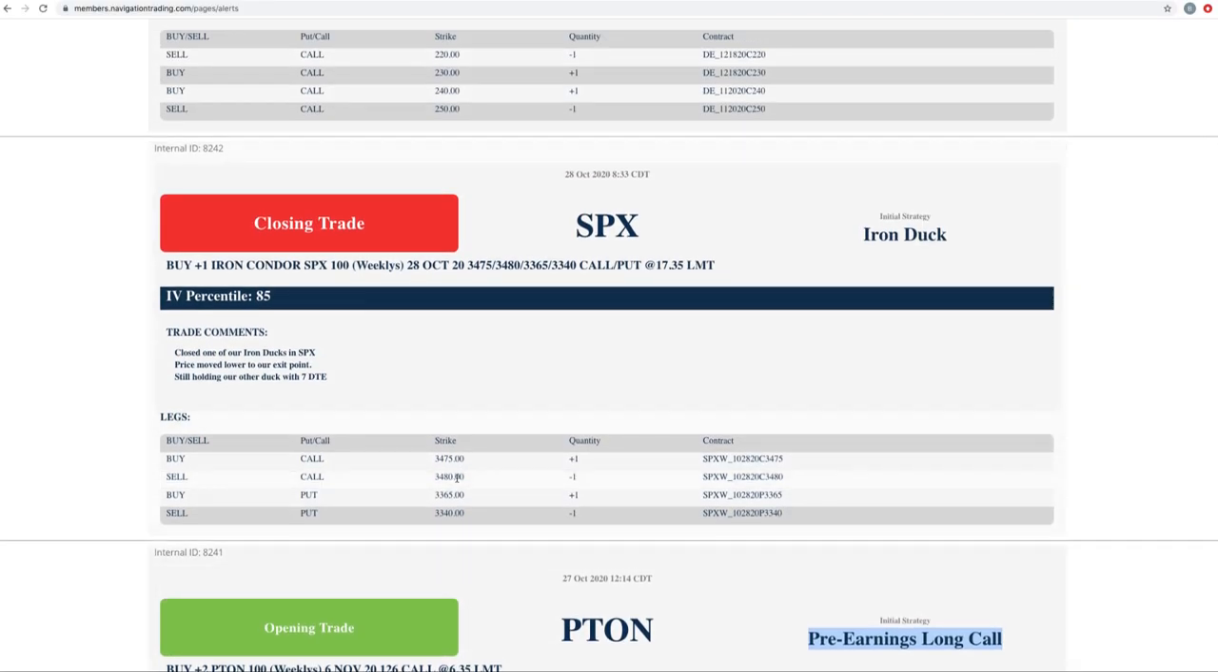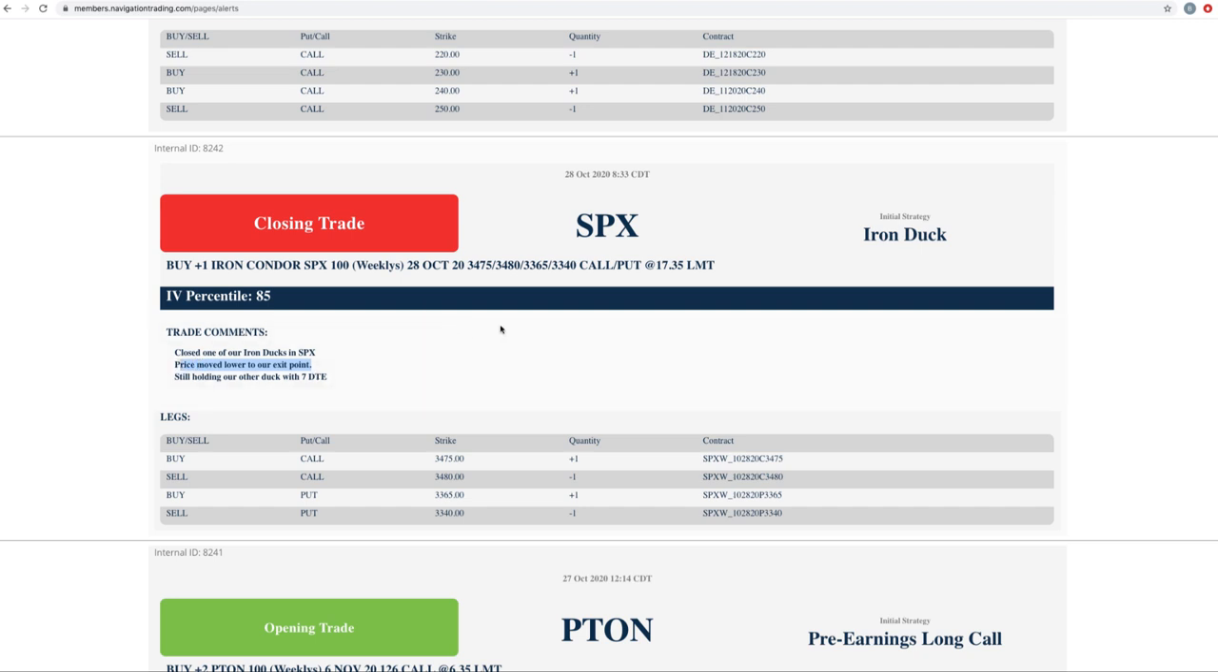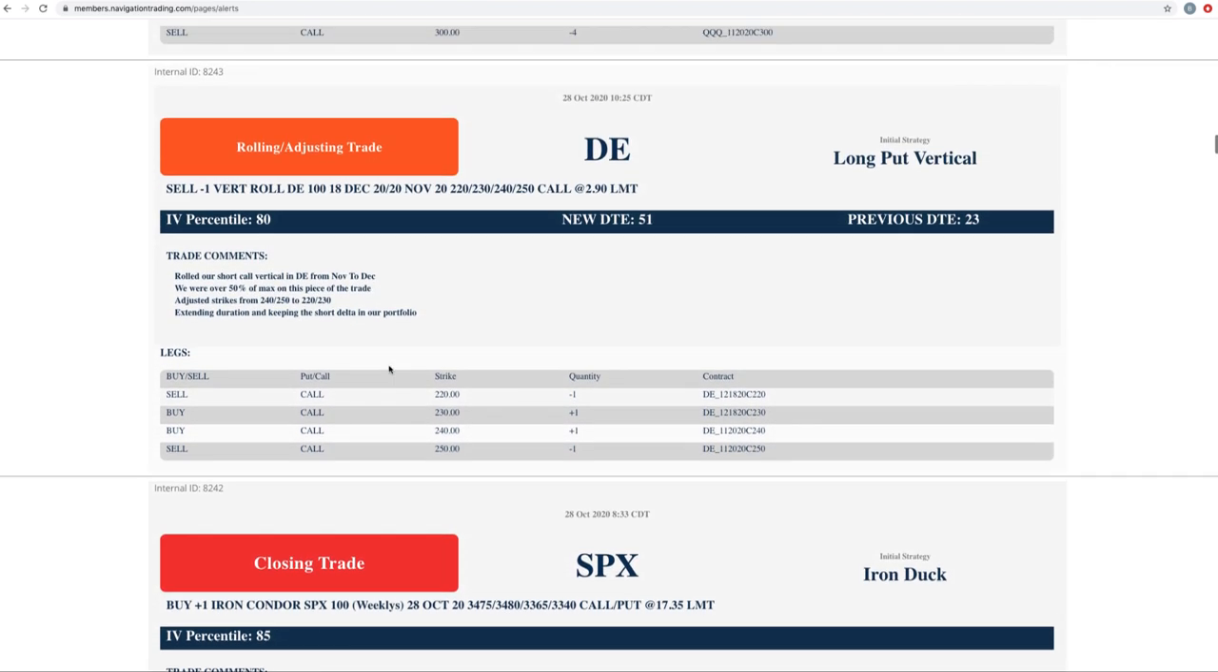Next trade, SPX Iron Duck. So we closed this one out. So price, this is where we got flushed out of one of our ducks. Price moved lower below our exit point, so we had to close it out. This was set to expire this day, unfortunately. So if market would have held just that day, we would have been able to score a duck head. Unfortunately, it flushed us out. We had to close it out. So that was unfortunate there.